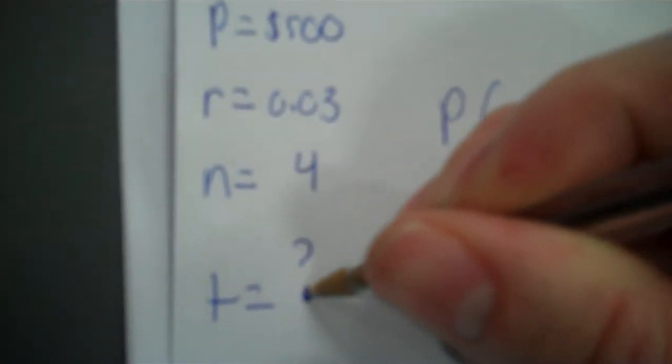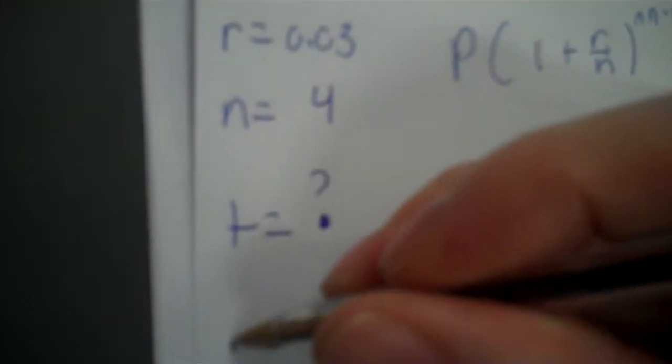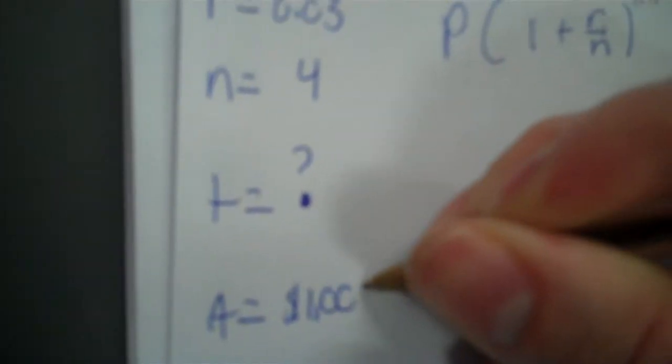N, quarterly, that's 4. T is a number of years, and that's going to be, we don't know, question mark. So then I better know the A, okay? And I do. The A is the new balance. The A is $1,000. So put the numbers into the equation.